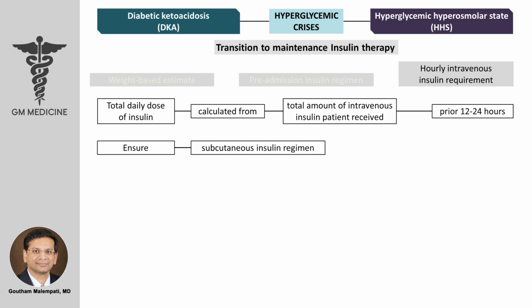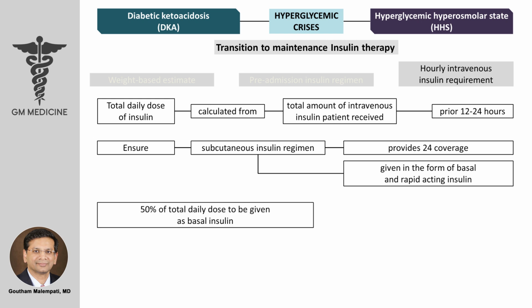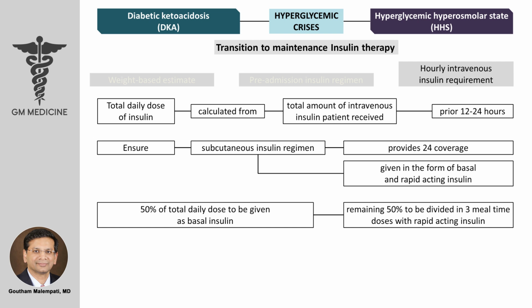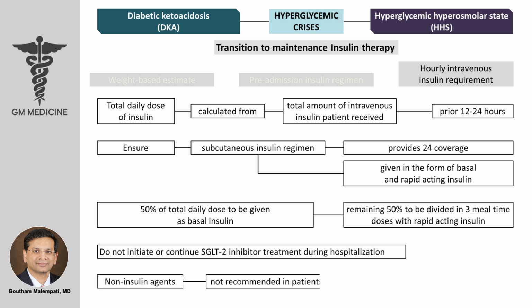Ensure that the subcutaneous insulin regimen provides 24-hour coverage. It can be given in the form of basal and rapid-acting insulin. Begin with 50% of total daily dose to be given as basal insulin and the remaining 50% to be divided in 3 mealtime doses with rapid-acting insulin. Do not initiate or continue SGLT2 inhibitor treatment during hospitalization. Non-insulin agents are not recommended in patients with type 1 diabetes.